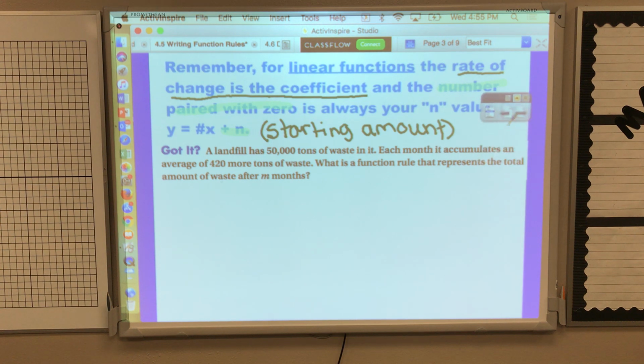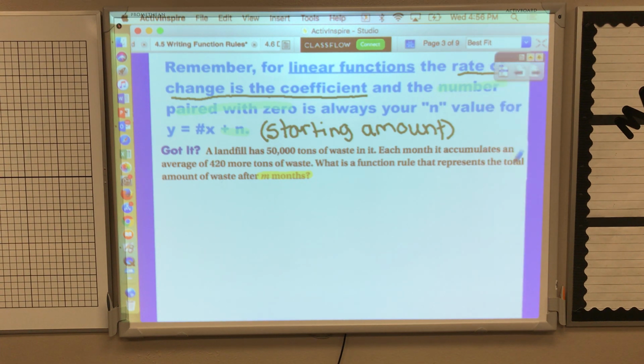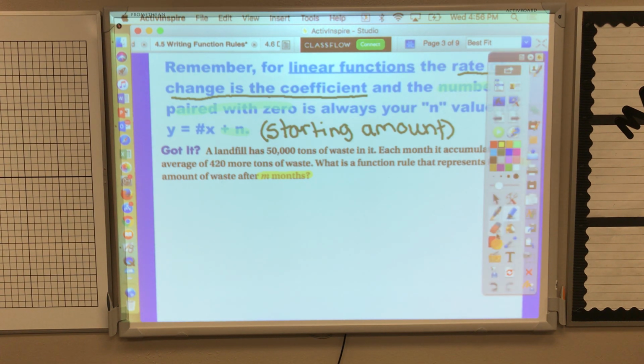The problem. Okay? A landfill has 5,000 tons of waste in it. Each month, it accumulates an average of 420 more tons of waste, right? What is the function rule that represents the total amount of waste after m months? So this time we're not using that x and y, we're using variables that are related to the problem. So we're using m for months, and for our total, I'm going to use the letter T.